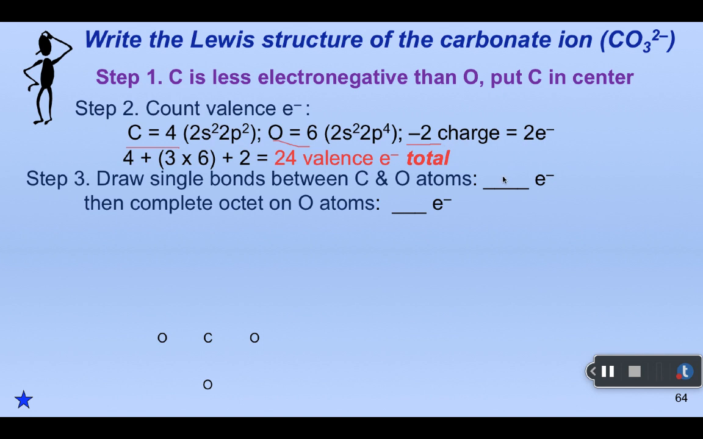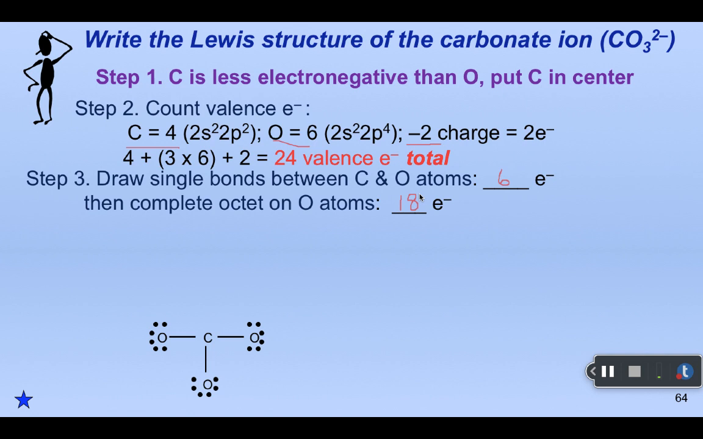So 3 single bonds is going to be 6 electrons. And then you're going to complete the octet on the oxygen atoms. And so what do we have to have? Well, after the single bonds, each oxygen needs 6 more electrons. So that would be a total of 18 around the 3 oxygen atoms. There you go, 18 electrons.